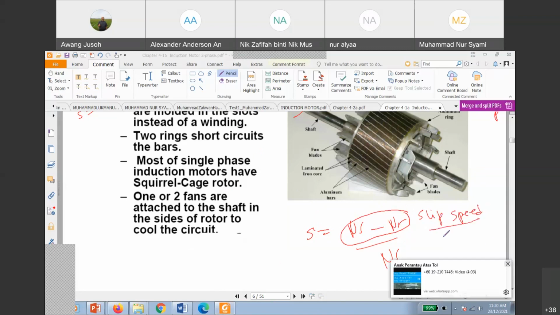So the slip speed has a unit. If we use RPM, that means slip speed in RPM. If you use radians per second, it is slip speed in radians per second. If you use hertz, the slip speed must be in hertz. Later on, I will show you how we do that.